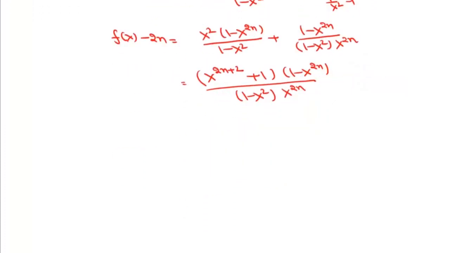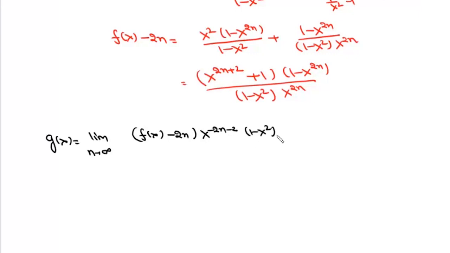Now it says we have defined this function g(x), and this g(x) is limit n tends to infinity f(x) minus 2n into x to the power minus 2n minus 2 into 1 minus x square if x is unequal to plus or minus 1, and it is minus 1 for x equals plus or minus 1.